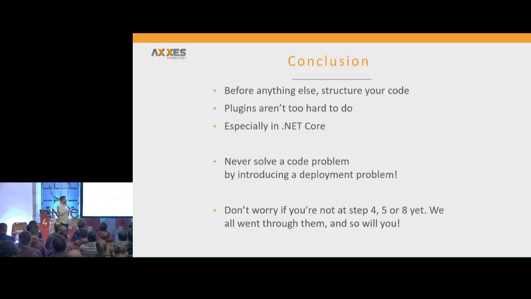So the first thing you should always do is structure your code and make your code as flexible as possible. Don't try to introduce new complexities if you don't need them. Plugins and extending Entity Framework and ASP.NET is really not that hard to do. It used to be a bit harder 2 years ago, but it really isn't today. So it shouldn't really hold you back to try this. Don't solve your code problems with deployment problems. So don't add like 1 million microservices to solve a problem that you didn't find a way to structure your code properly.